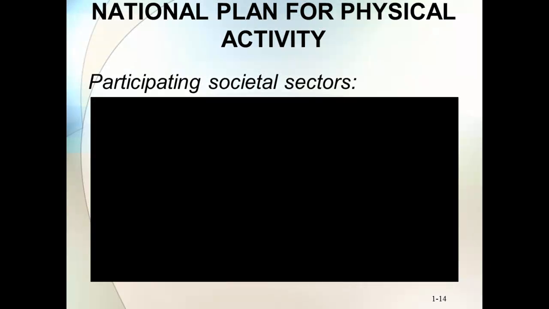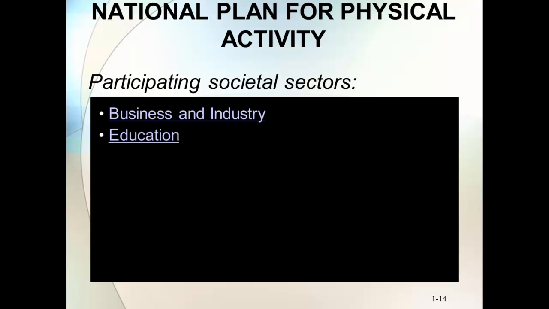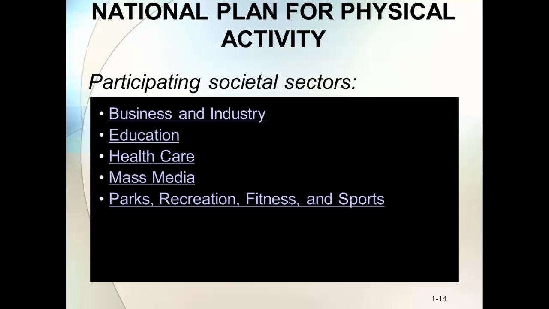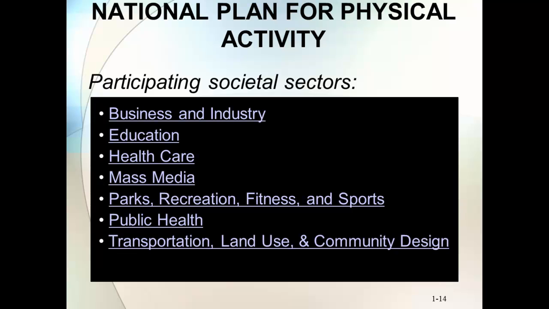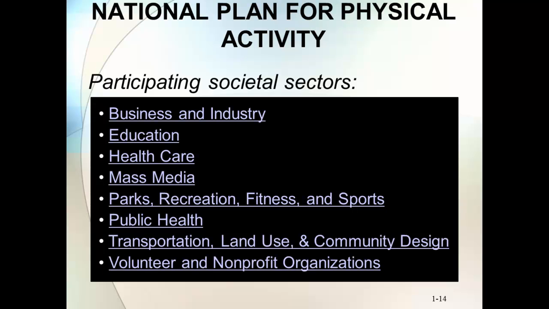On May 3, 2010, America's first National Physical Activity Plan, which is NPAP, was developed to improve health, prevent disease and disability, and enhance the quality of life. NPAP is organized into 8 societal sectors: business and industry, education, healthcare, mass media, parks, recreation, fitness and sport, public health, transportation, land use, and community design, and volunteer and nonprofit organizations.